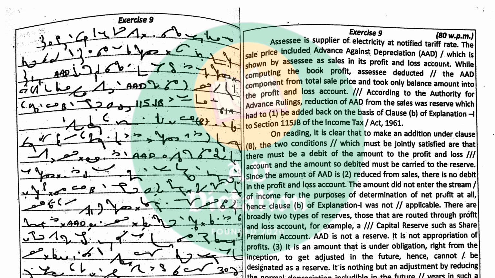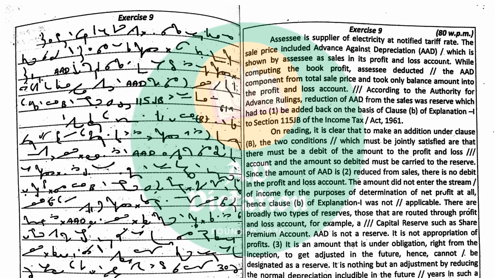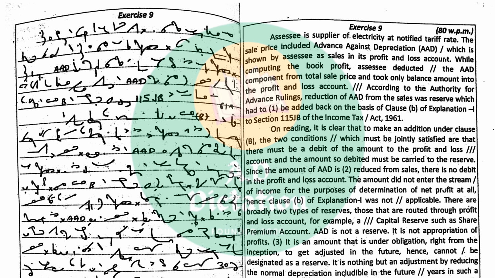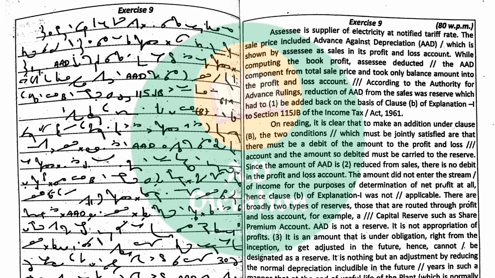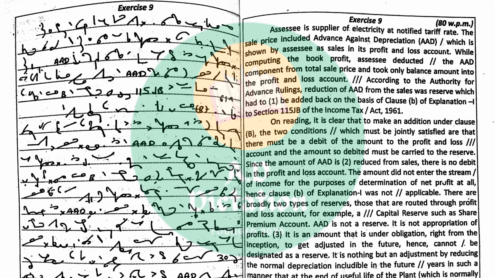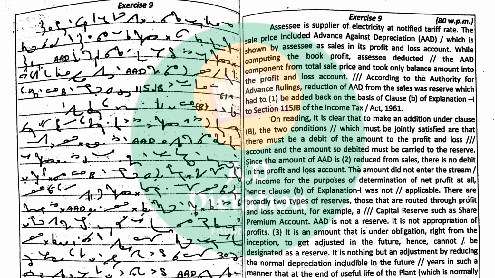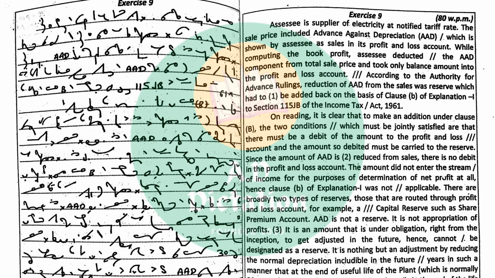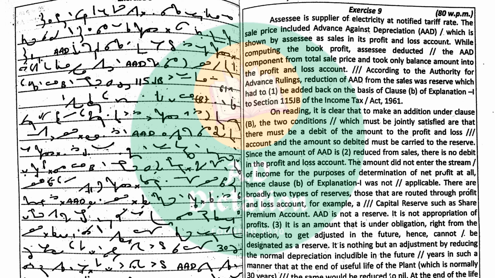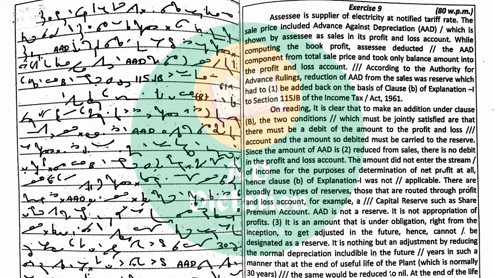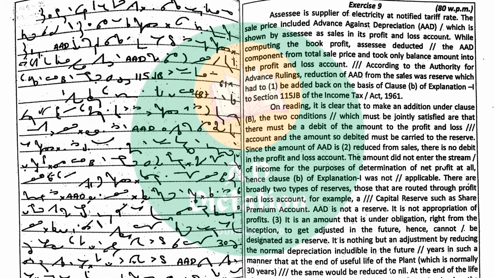According to the Authority for Advance Rulings, the reduction of AAD from the sales was reversed, and it had to be added back on the basis of clause (b) of Explanation 1 to Section 115JB of the Income Tax Act, 1961.